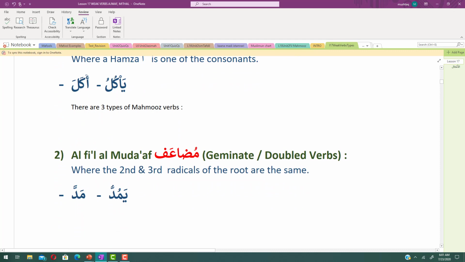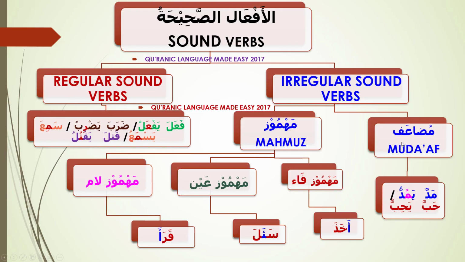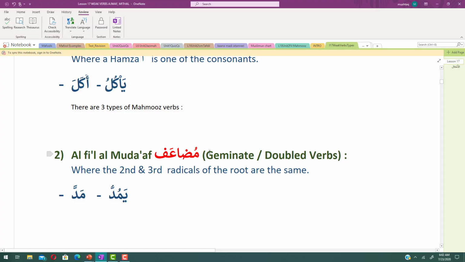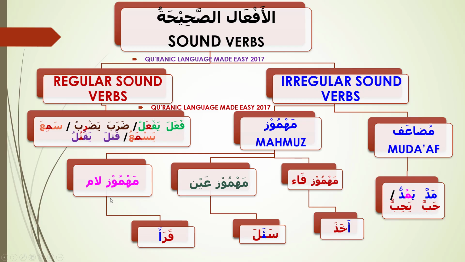The second type of irregular sound verb is muda'af. Muda'af means geminate or doubled verbs, where the second and the third radicals of the root are the same. For example, madda yamuddu or habba yahibbu. Notice that the root letters for madda are mim, dal and dal. The dal and dal, the second and the third radicals, are the same. That's why they merge and put a shadda on one dal, and it becomes madda and habba.